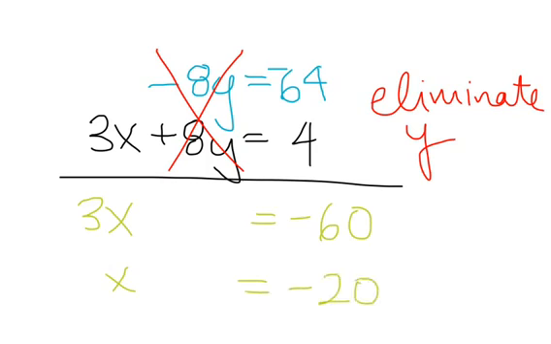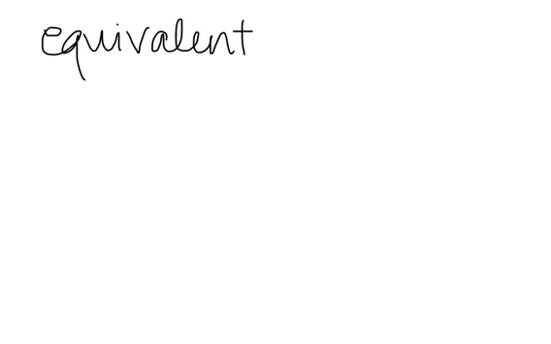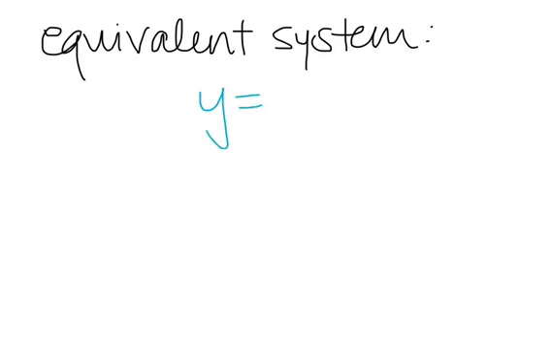Now I have yet another equivalent system. I can replace one of the equations from the last one with my equation x plus 0y equals negative 20.